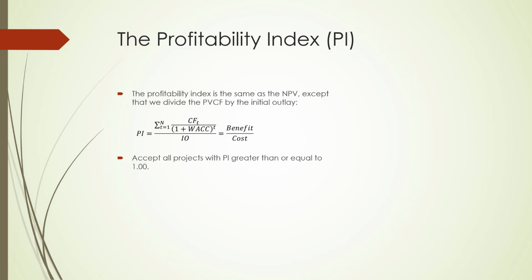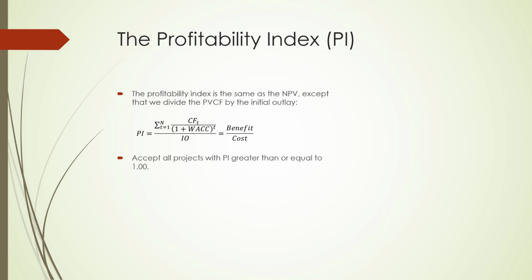Now, the profitability index is very similar to the net present value. However, with the net present value, remember we took the benefit, the present value of the cash flows, minus the cost of the investment. So it was the difference that we were looking at. With the profitability index, we're dividing the benefit by the cost. In other words, it is a ratio of the benefit to the cost. So again, the benefit is the present value of the future cash flows. The cost is the initial outlay.